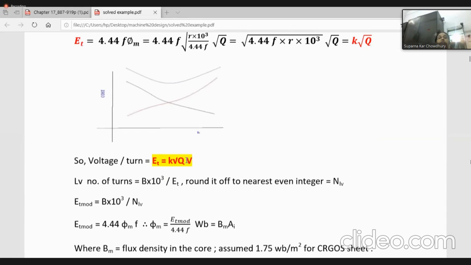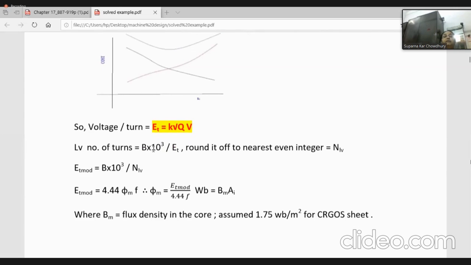So if we have a Q kVA transformer, then putting that Q value, K, as I have told, will depend on the type. So there are different ranges. You can select a value of K and start, because design is an iterative process. Ultimately, after iteration, you arrive at the required design. So you start with a value. We first calculate ET, the voltage per turn.